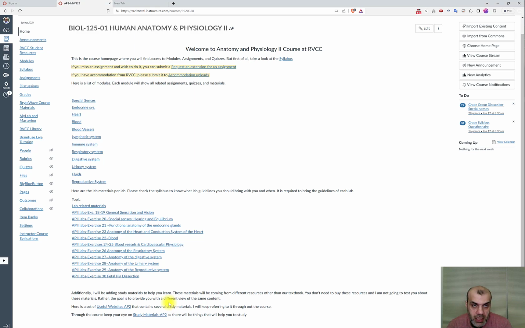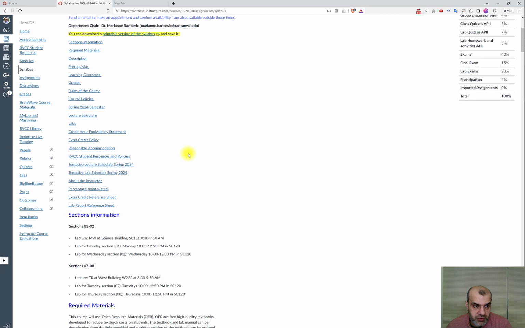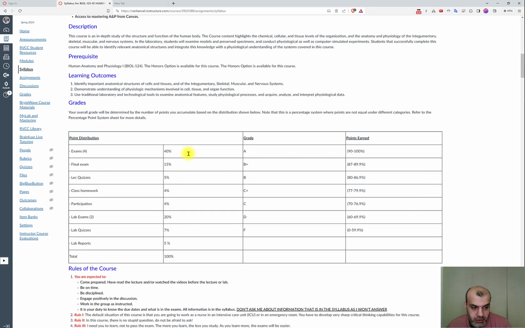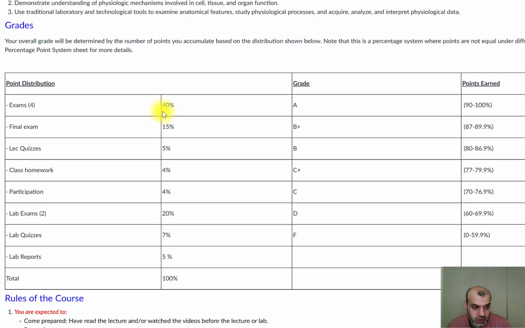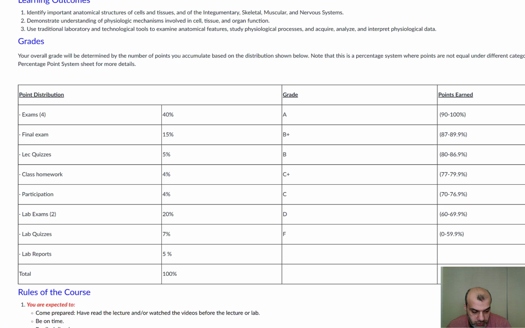The first thing I would like to go through is the syllabus. As you know, you have access to the syllabus from Canvas, and there are a few things I would like to bring to your attention. The first one is the point distribution. We have exams, a final exam, lecture quizzes, class homework, participation, lab quizzes, lab exams, and lab reports.